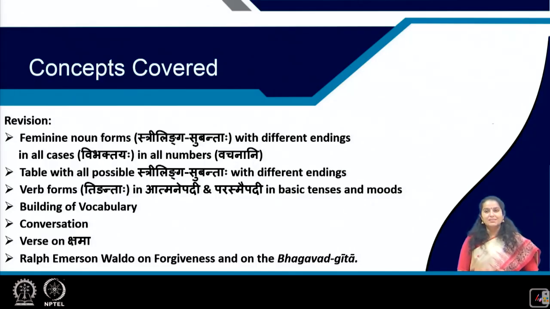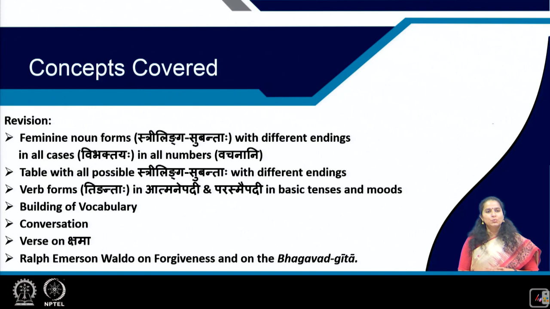The concepts that will be covered are just like we had done in the previous lesson. So you would have the feminine noun forms, the Strilinga Subantaha with different endings in all cases, the Vibhaktayaha, in all the numbers, the Vachanani. And we'll again look at the table with all possible Strilinga Subantaha with different endings. And simultaneously we will be looking at the verb forms of the Tingantaha in the Atmanepadi and the Parasmepadi.